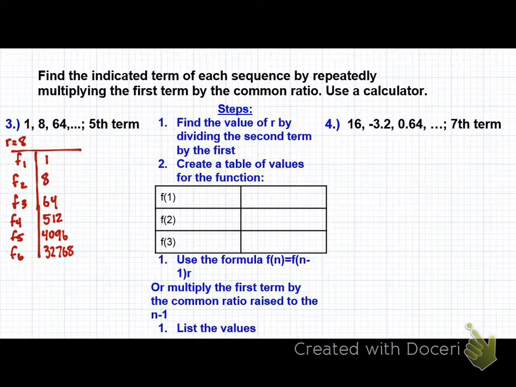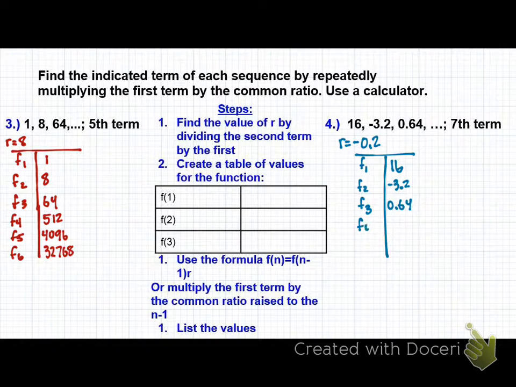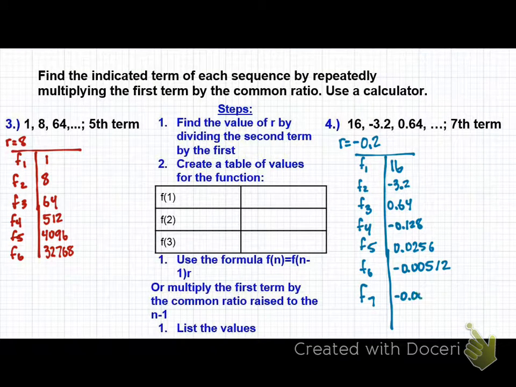Now, what about number 4? What's the common ratio in number 4? Negative 0.2. That's right. So same idea here. You're going to make your table. And since you have a negative ratio, you're going to switch back and forth between positive and negative answers. So your 7th term is going to be 0.001024. Does that make sense, everyone?